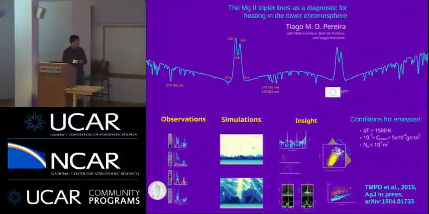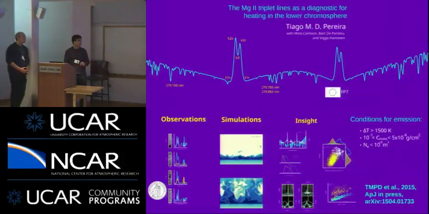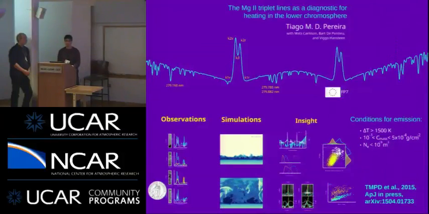So in summary, there are interesting diagnostics that we can use for these lines. And the only thing I want you to retain is that this line is going to emission when you have a temperature difference of at least 1,500 degrees, and the column mass is slightly above the temperature minimum, and relatively high electron densities. Thank you.